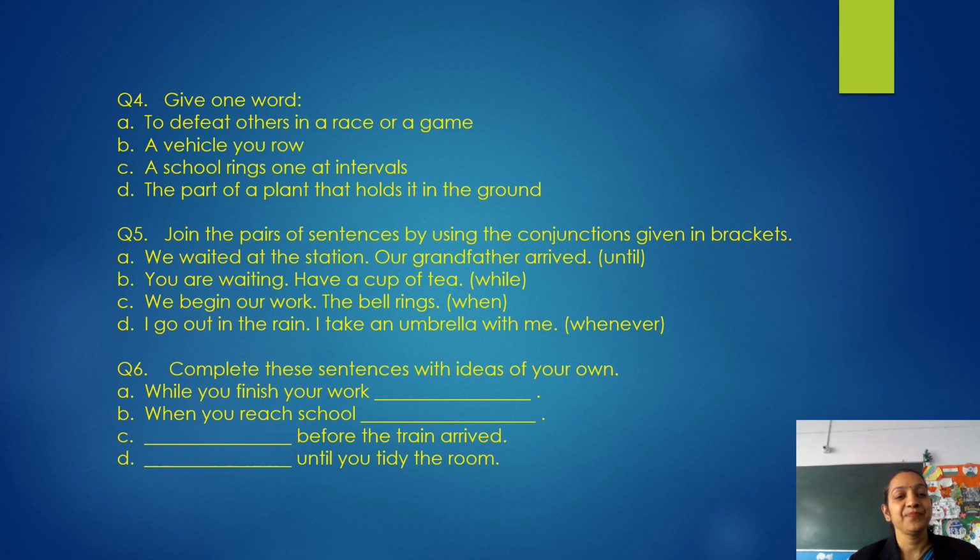Similarly, next one. When you reach school, dash. So again here you have to complete this sentence. Now C part. Dash before the train arrived. Here you have to complete the sentence. Okay. And the last one is, dash until you tidy the room.